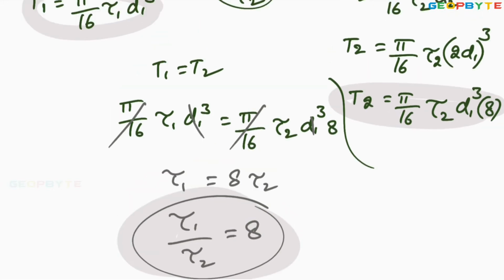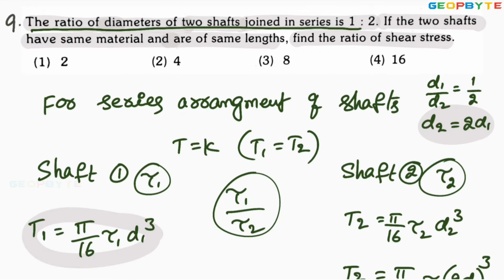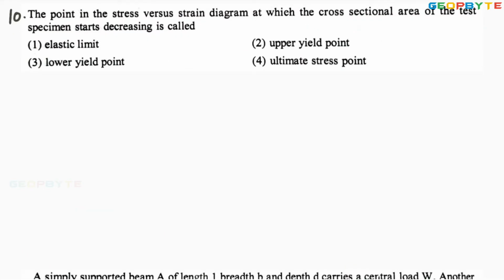I hope you got my point. Let us take the options. Look at the option C, third option. Third option is absolutely correct. I hope you got my point. Let us take one more problem. Look at the 10th problem. The point in the stress versus strain diagram at which the cross-sectional area of the test specimen starts decreasing.